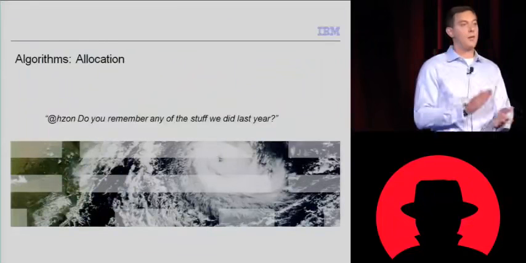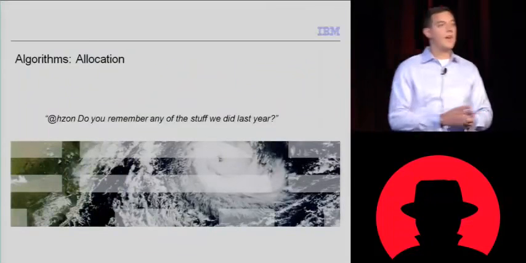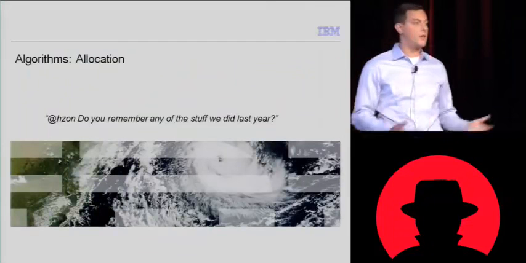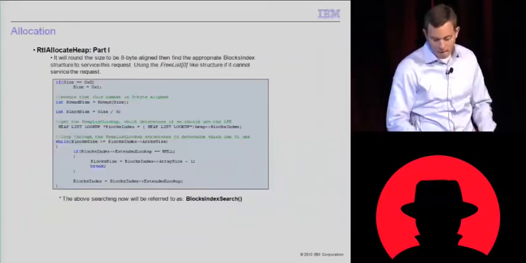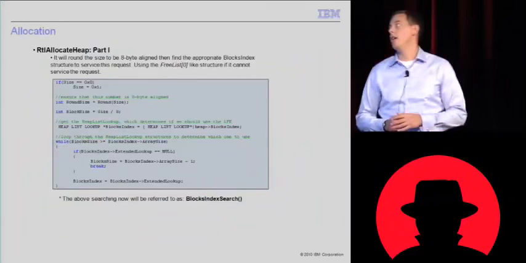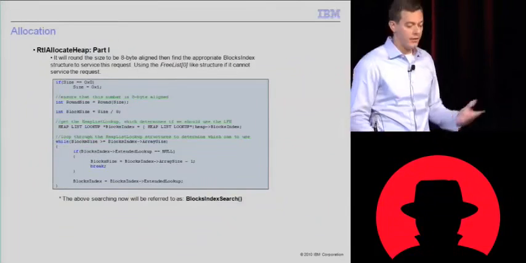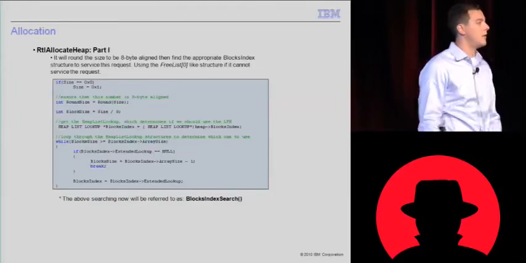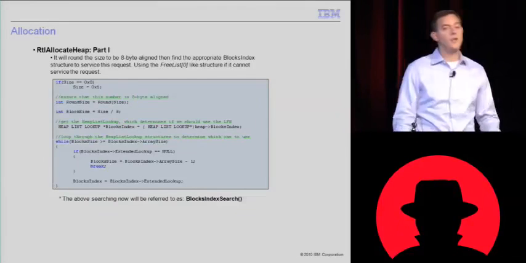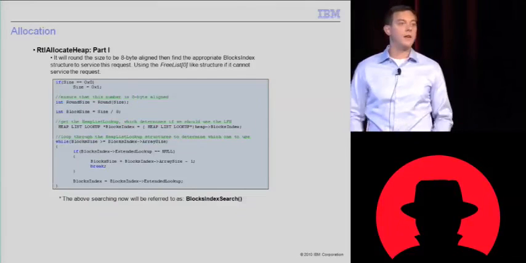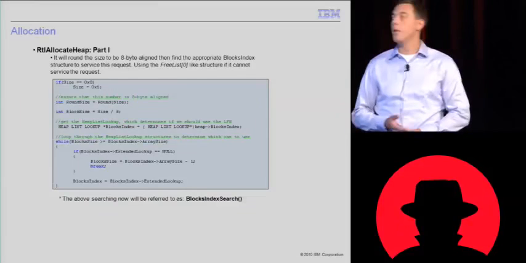Okay, we're going to start with allocation. I like to start with allocation because you can't free a chunk without allocating it first. The allocation function starts off with a little bit of a wrapper, as does free. The first thing this wrapper does is ensure that the size you pass to it is 8 byte aligned. It's going to round it to the nearest 8 byte integer, right?